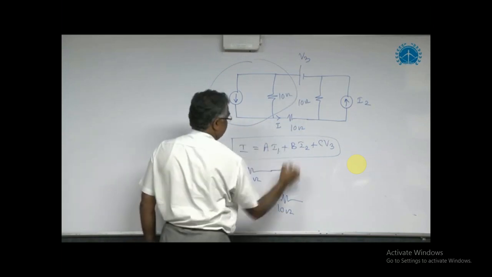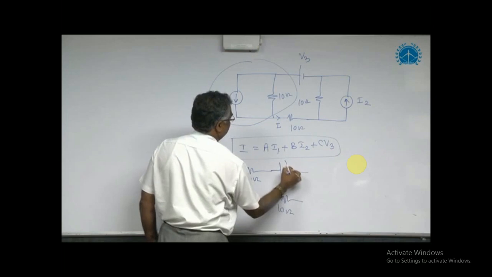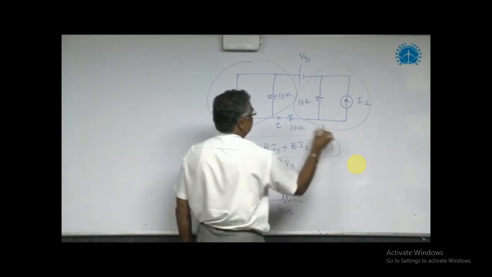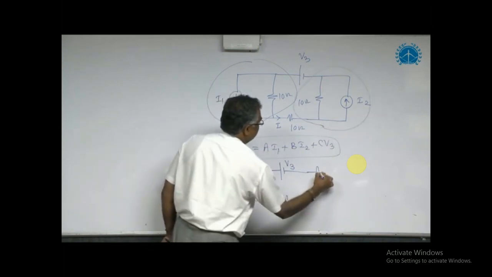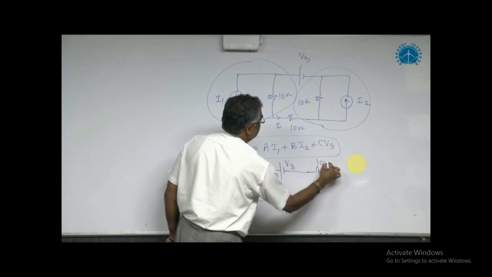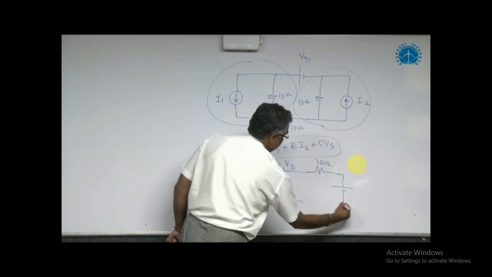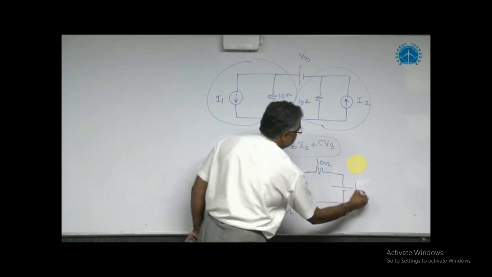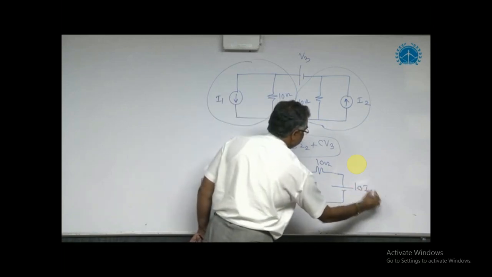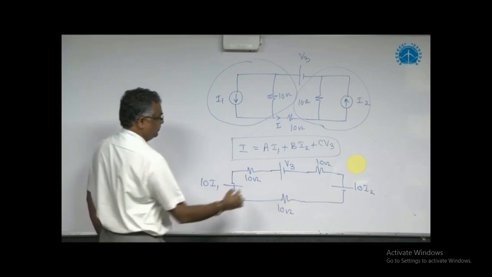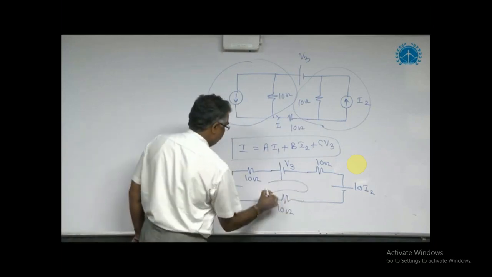This voltage source as it is, V3. Then convert this current source into voltage source. Again this is 10 ohm, 10 into I2. This is 10 I2. It becomes a single loop. Now we can go for a loop equation.